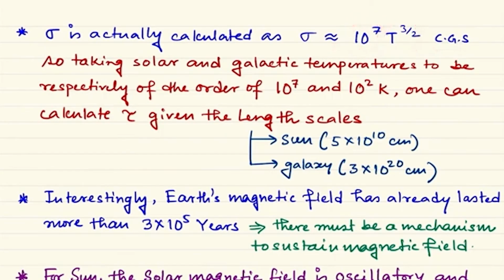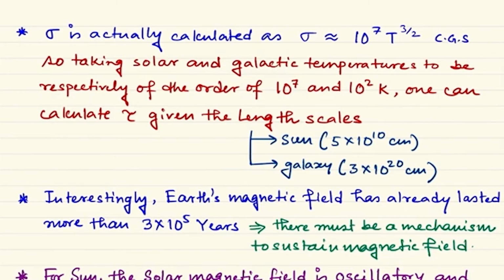So now if we take the earth, if we know the temperature of the earth's core, or the temperature of the solar plasma, like the sun, or the temperature of the galaxy, then we are done.